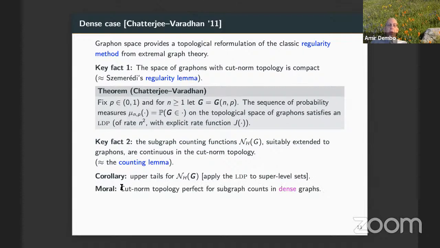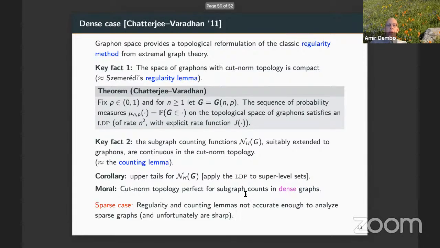So the moral of this story is that the cut norm topology is perfect for subgraph counts in dense graphs. However, it is very poor for subgraph counts in sparse graphs. And the reason for that is that both the regularity lemma and the counting lemma from extremal combinatorics are not accurate enough to analyze sparse graphs. The problem is, in sparse graphs, p goes to 0, so you are very close to the 0 graph. You're actually all sitting in the cut norm topology in a tiny ball. Everything you do is also in this tiny ball. So you cannot see anything with this approach.